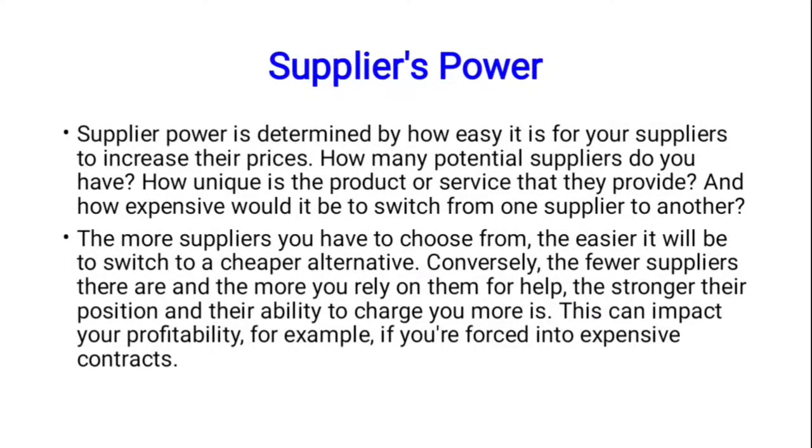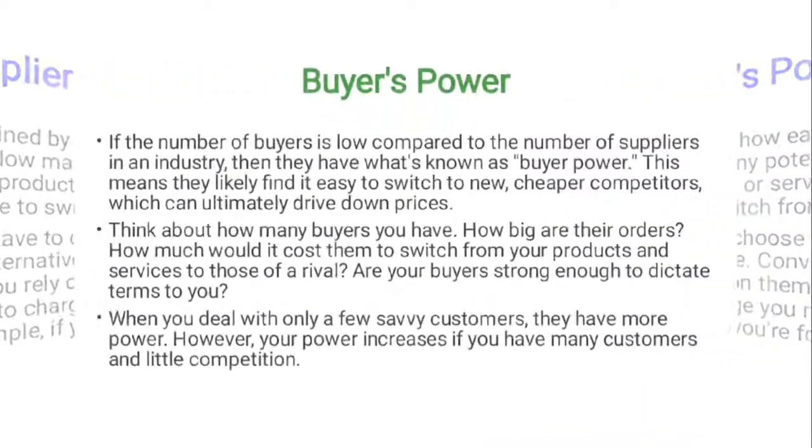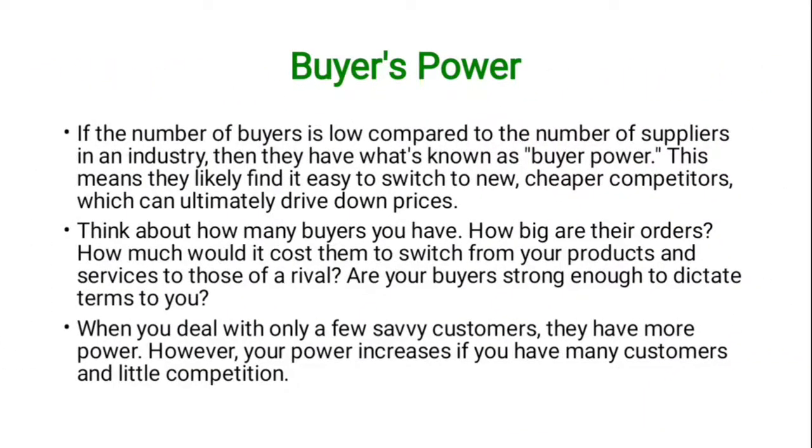Now let's move on to the next force, that is buyer power. If the number of buyers is low compared to the number of suppliers in an industry, then it would be known as buyer power. This means that they likely find it easy to switch to a new cheaper competitor, which can ultimately drive down the prices. Think about how many buyers you have, how big their order size is, and how much it would cost them to switch from your products and services to a rival.